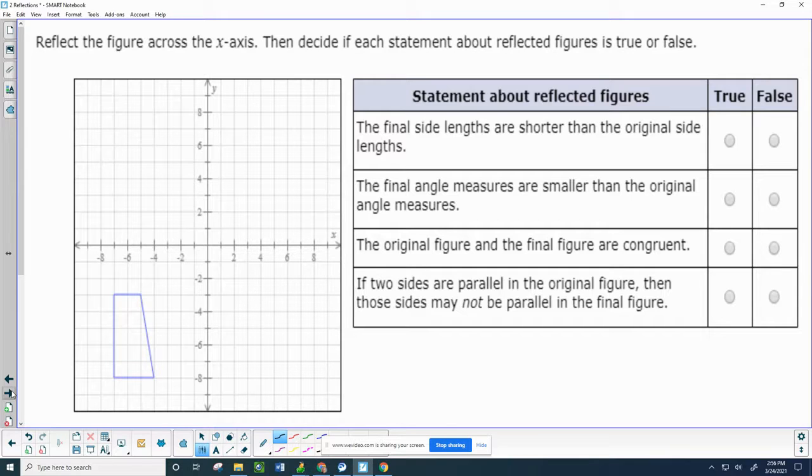Okay, so there's going to be a few questions like this on Alex as well. Reflect the figure across the x-axis, then decide if the statement about the reflected figure is true or false. So if I reflect, I'm going to just get these 4 points, reflect them across the x-axis. So this is down 3, so it's going to go up 3. This one is down 8, so it's going to go up to positive 8. This one's at negative 3, so it'll go up to positive 3. And this one's at negative 8, and it'll go up to positive 8. So there are our new corners of our new shapes.